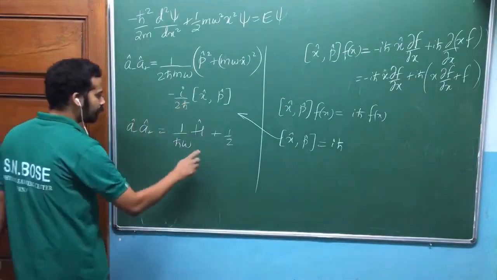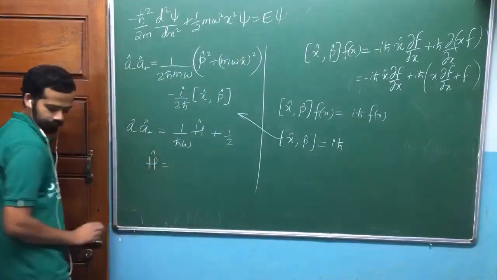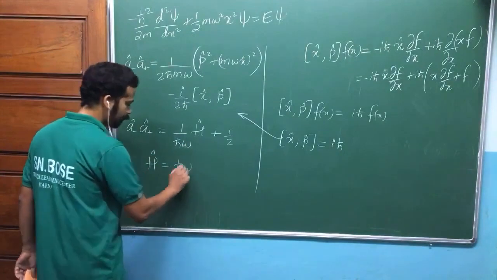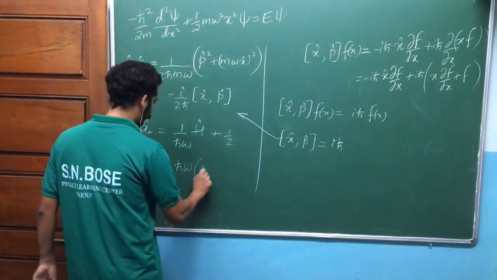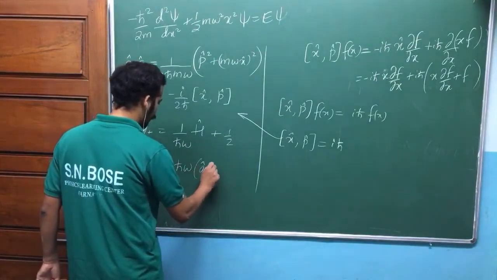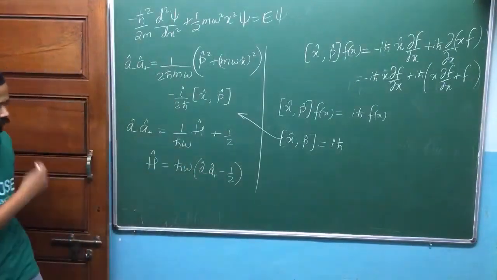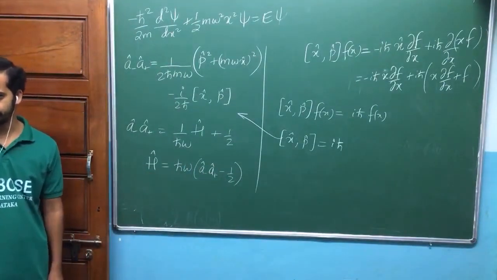Now in this one, I'm going to solve it for h cap. h cap is equal to h bar omega into a minus cap a plus cap minus half into h bar omega. Is that okay? So can I write it like this?